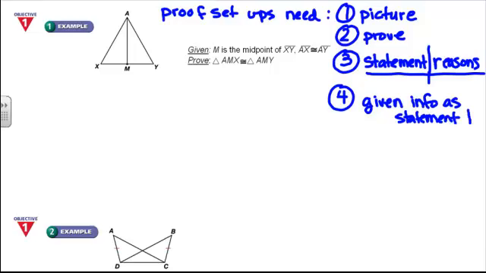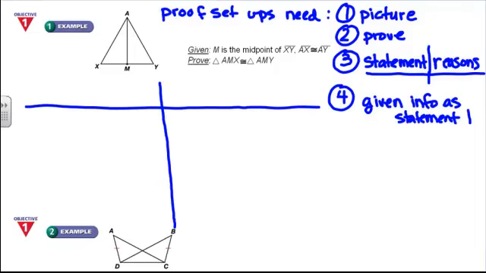Every single time you guys do a proof, you do these things in this order. First, draw the picture. Second, write what you're going to prove next to the picture. Third, write your statements and reasons column. And fourth, make all your given information your first statement. So the picture's already been drawn for you. I'm going to make my statements and reasons column.